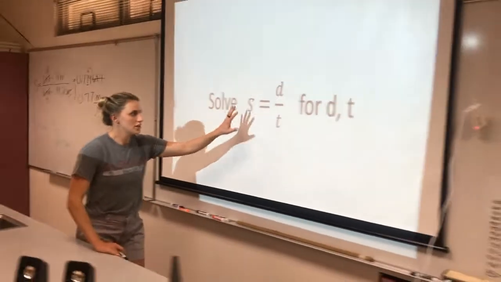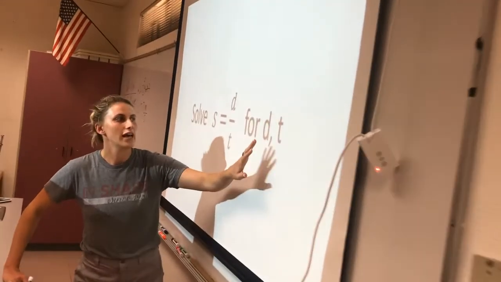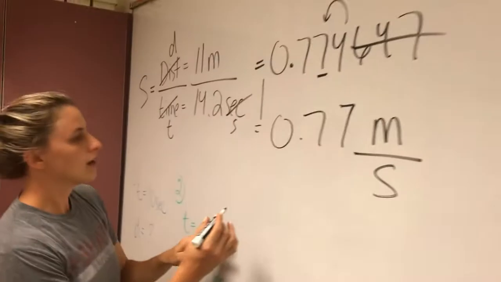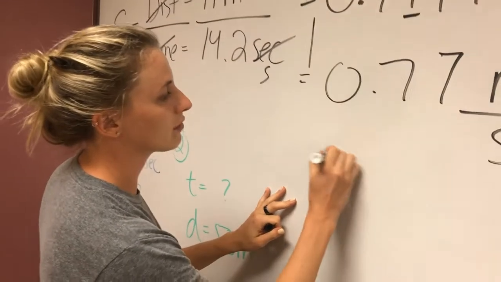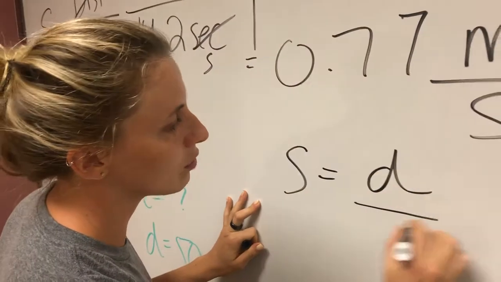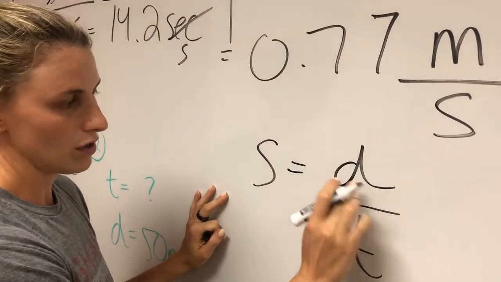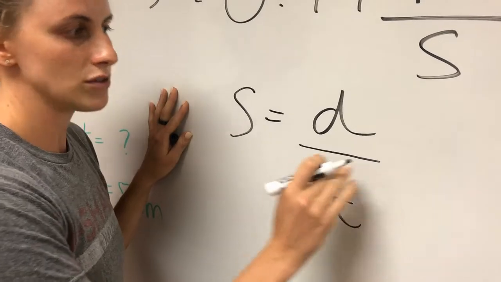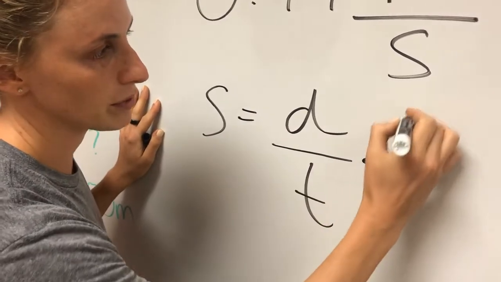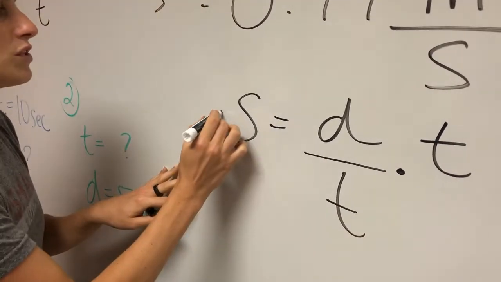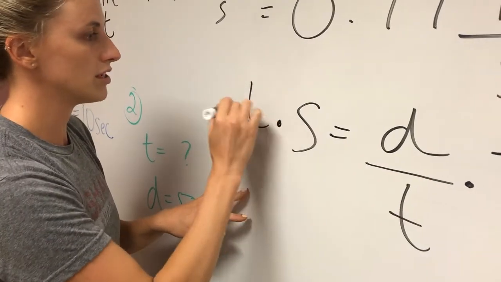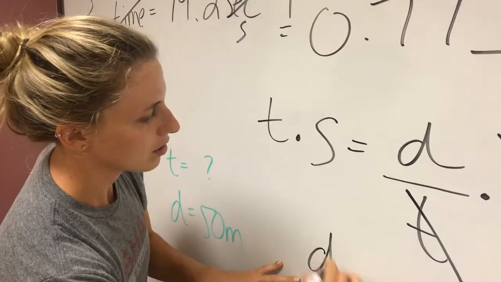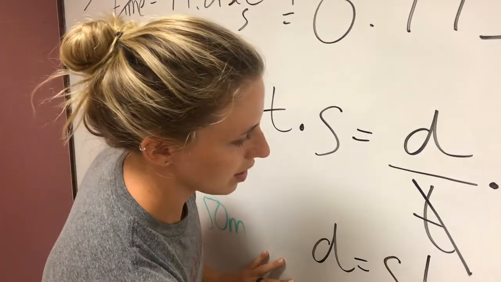So we're gonna solve the equation that we already know for D and for T. First let's solve for D. So I've got S equals D over T. We wanna get D by itself. So we wanna get T over here somehow. Right now it's division. If we wanna get rid of it, we have to do the opposite of division, which is multiplication. So multiply over here, which means we have to do the same thing on this side, put T over here. These two cancel out. I'm left with D equals S times T.